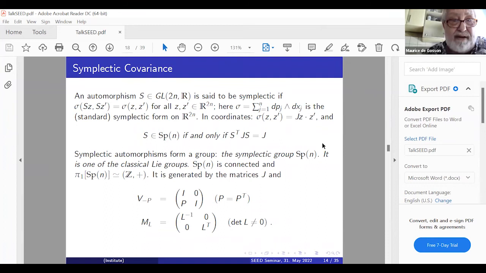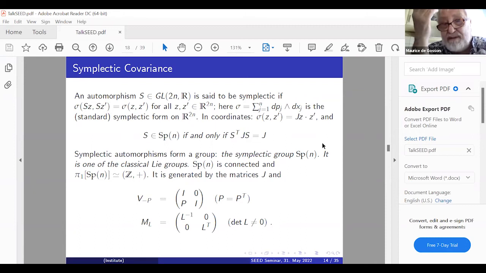An automorphism S in GL(2n, R), that is an invertible matrix if you prefer, is symplectic if sigma(Sz, Sz') equals sigma(z, z') for all z, z'. It can be reformulated as below. S is in Sp(n) if and only if S transpose J S equals J, where J is the standard symplectic matrix I mentioned. All right.